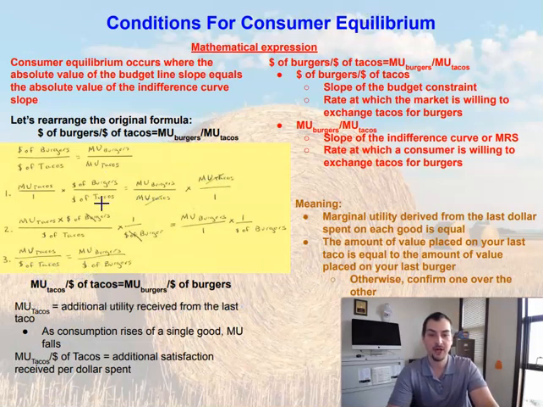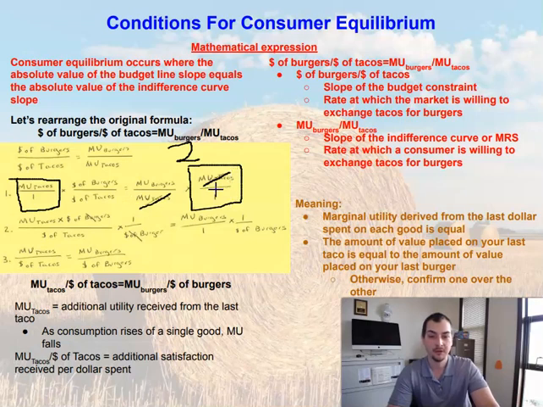So first off, I'm going to multiply both sides by the marginal utility of tacos over 1. So I go ahead and do that to both sides. And as you can see, I can actually cross out the marginal utility of tacos from the right side of this equation. Because we have marginal utility of burgers divided by marginal utility of tacos times the marginal utility of tacos over 1, we can actually cancel out those two terms.